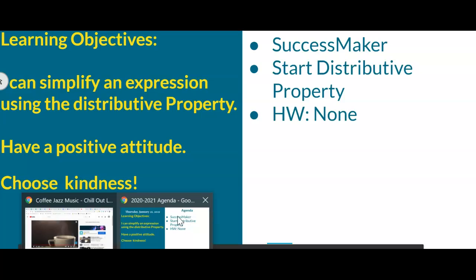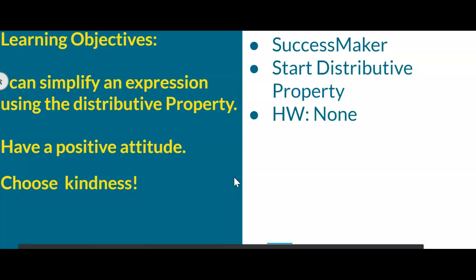Okay, today we are going to start with the distributive property. Our goal today is to simplify an expression using the distributive property. The distributive property is one of the most commonly used properties of all of math. You're going to start it this year in 6th grade. You will use it in 7th grade. You will absolutely use it in 8th grade. And then in any algebra classes that you take in high school, you will use the distributive property.